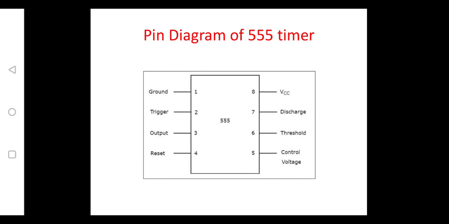The next, fourth pin is reset. Whenever you press reset, it makes the complete 555 timer start its functioning from the initial value. That is one way. Or if you apply a negative pulse to this pin, it automatically goes into the reset state, meaning the output is made equal to 0.